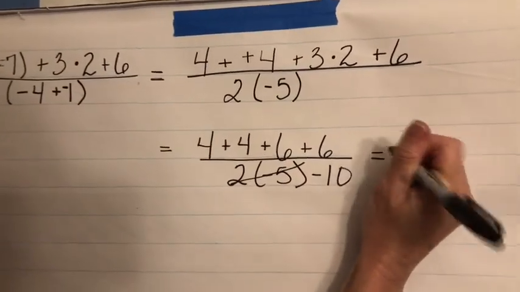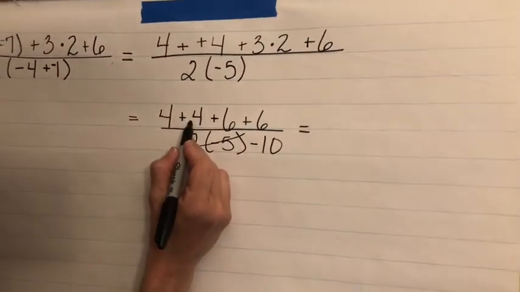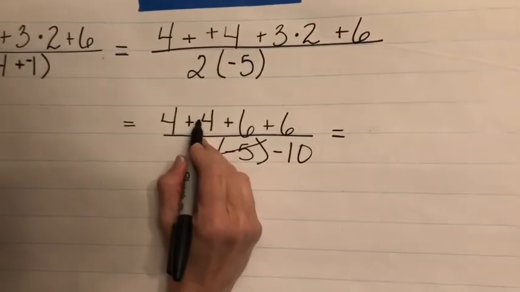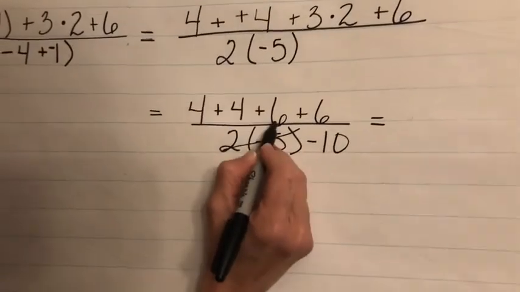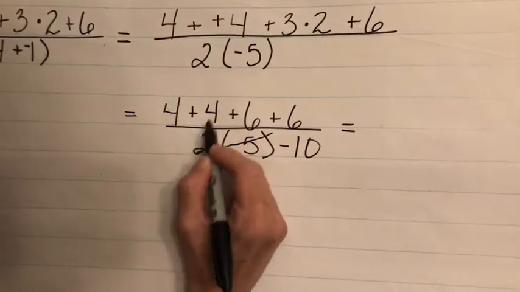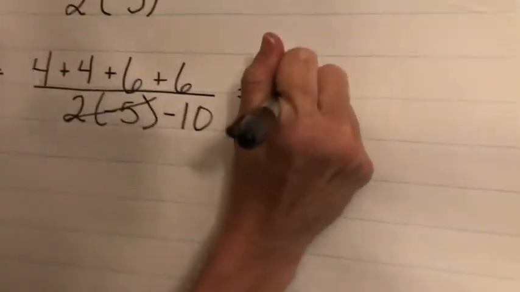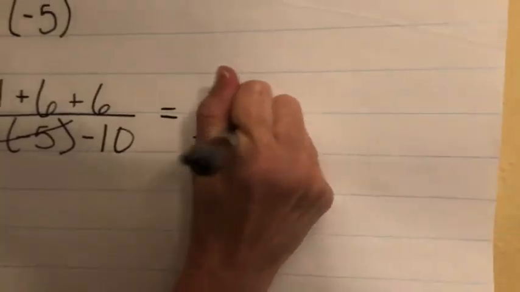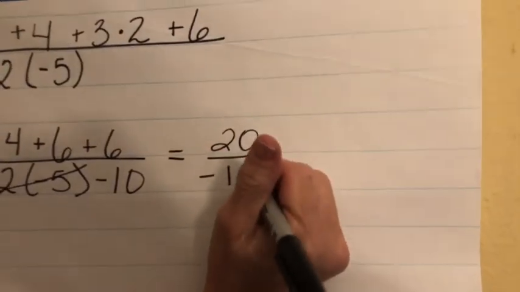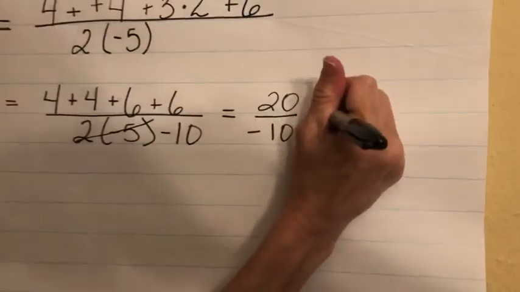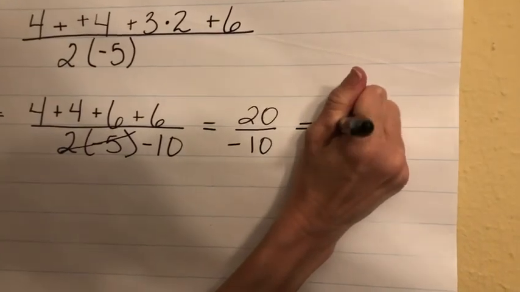And now we can just simplify our numerator. 4 plus 4. Well, actually, what I'm seeing here, I see a 10 there, and I see a 10 there. So 10 plus 10 is 20. 20 over -10. We have a positive being divided by a negative, so our answer is a -2.